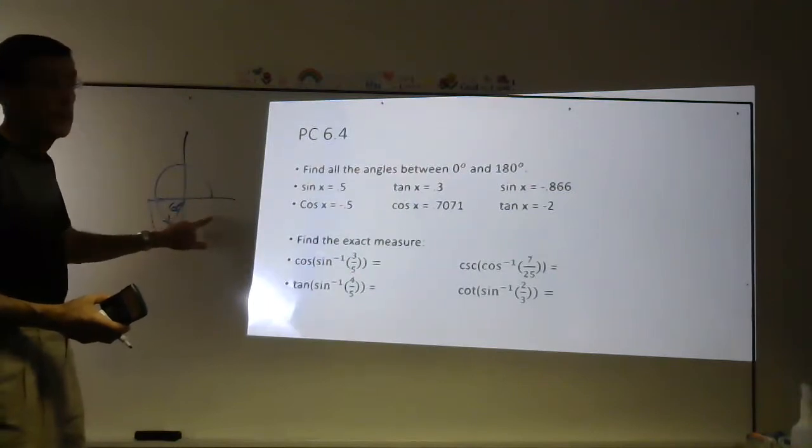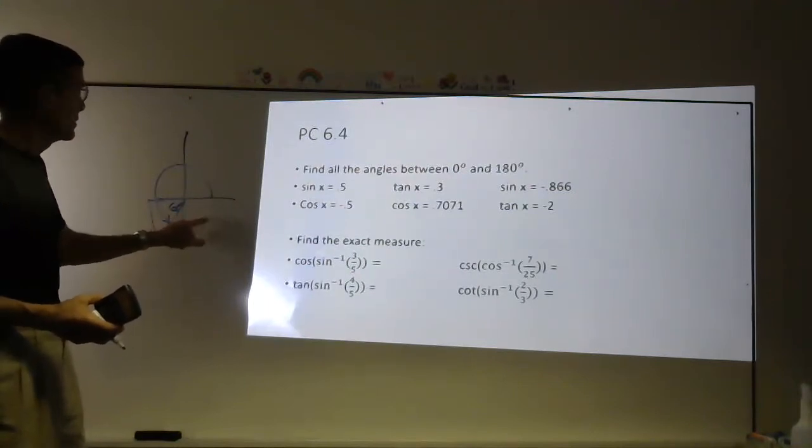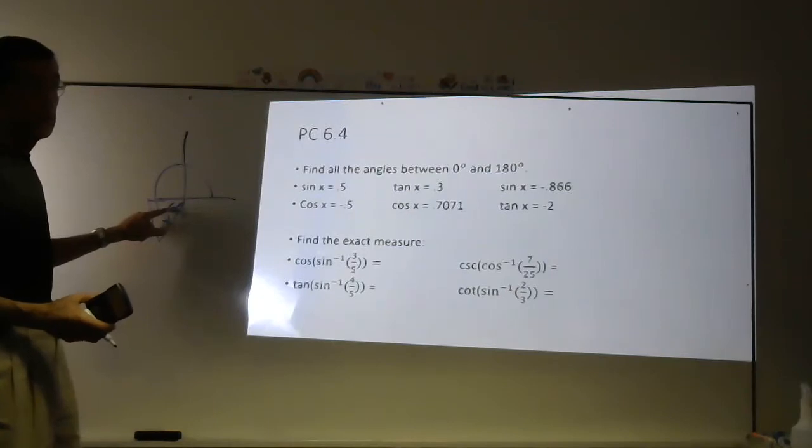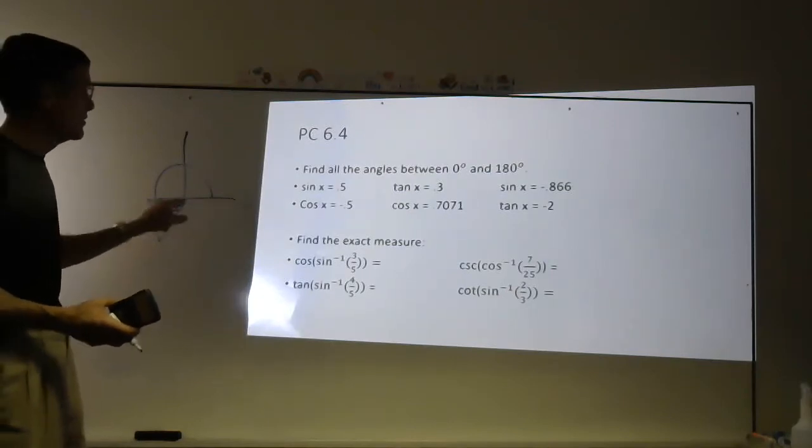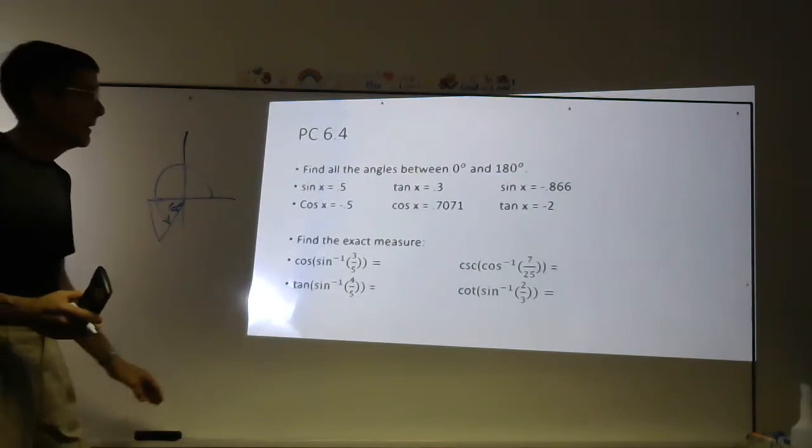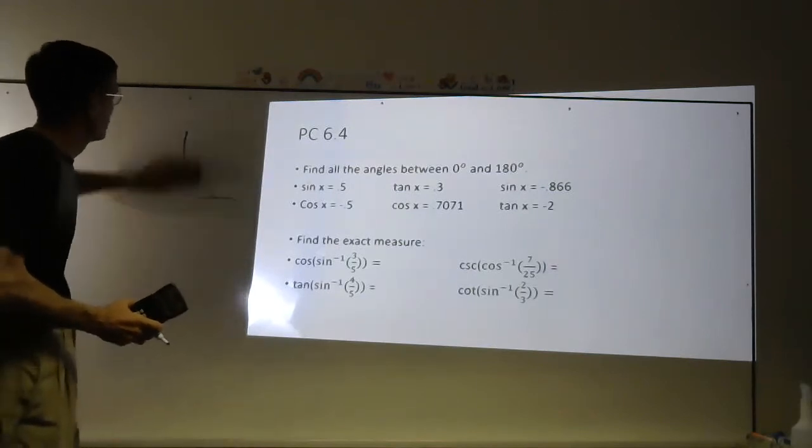It would either be negative 60 over here or 240 degrees to get you into the third quadrant, because sine is negative in both of those. I hope I am not confusing you.